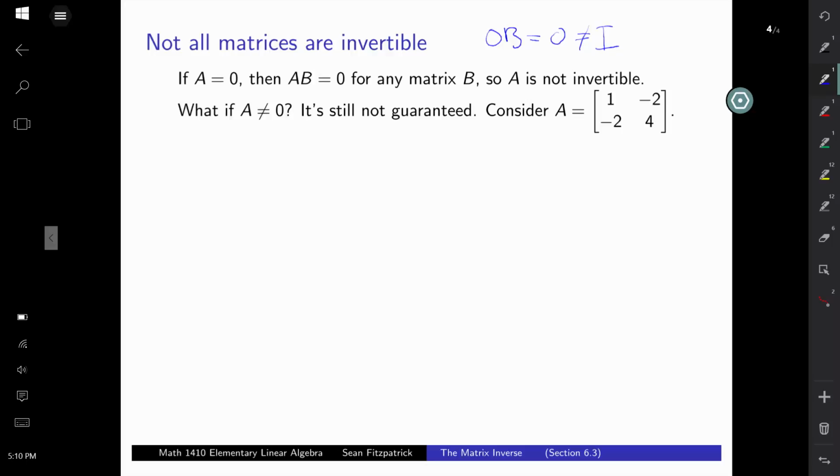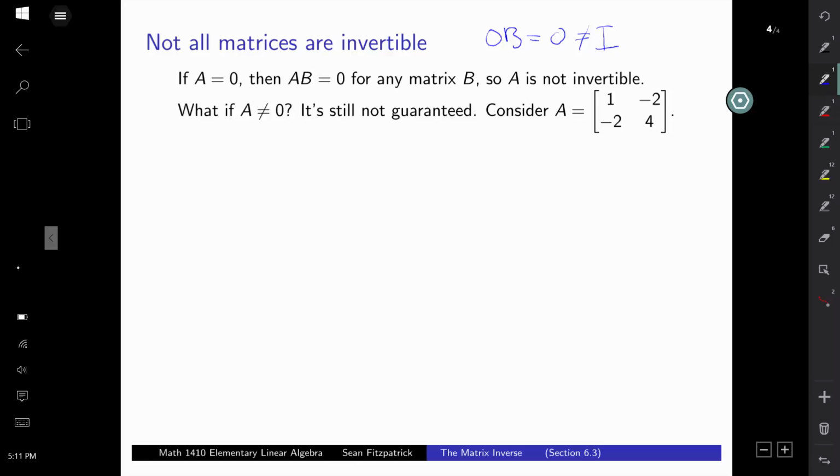But even for non-zero matrices, and here's where things start to differ, with the real numbers, any non-zero real number has an inverse. For matrices, not all non-zero matrices have an inverse. So look at this guy here: [[1, -2], [-2, 4]]. I claim that this doesn't have an inverse. So A doesn't have an inverse.